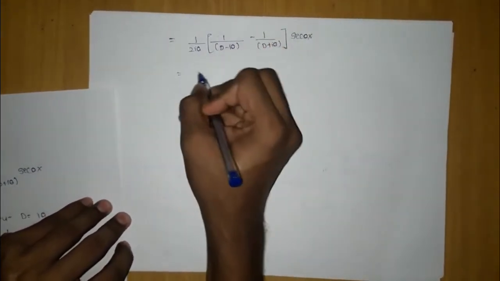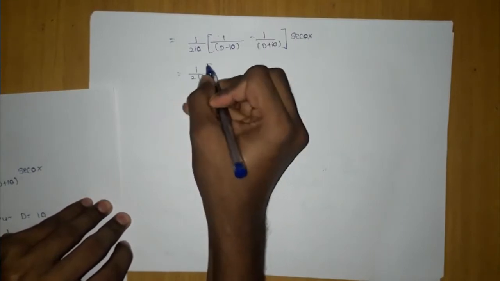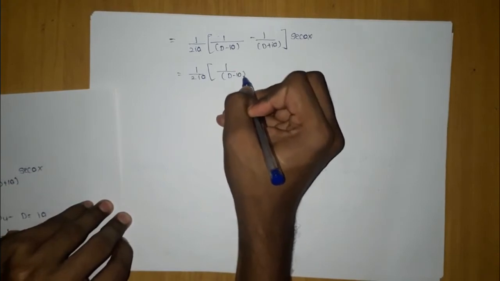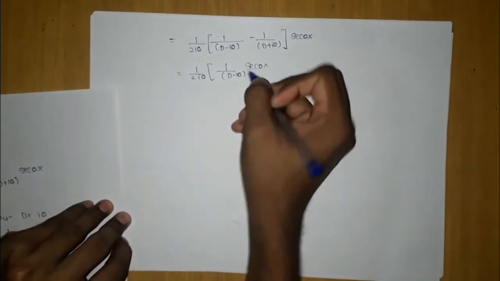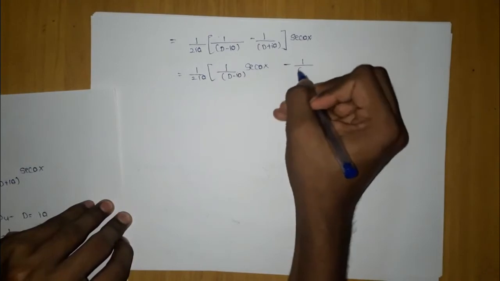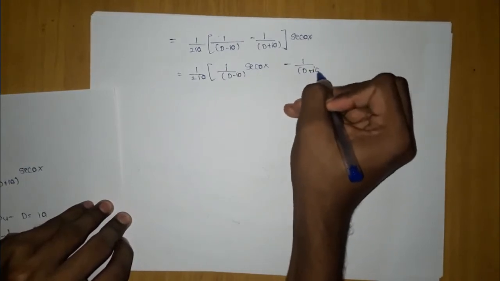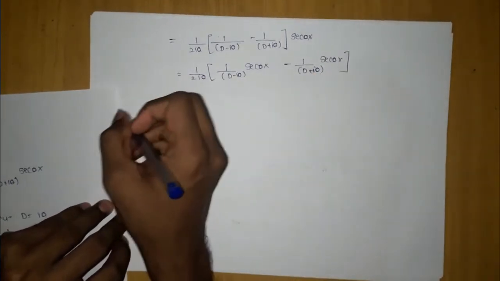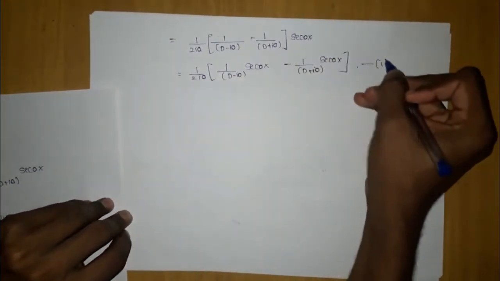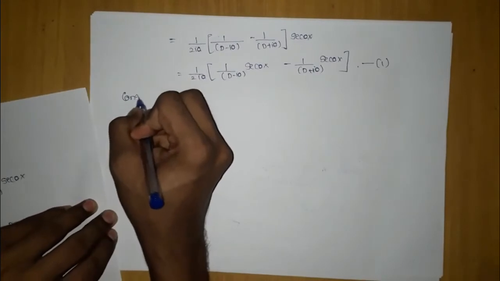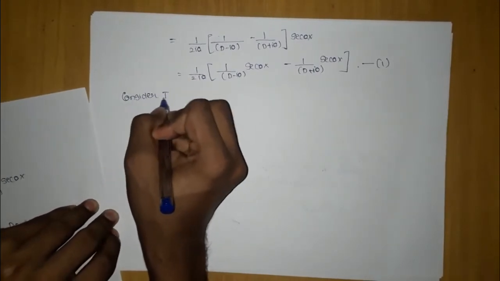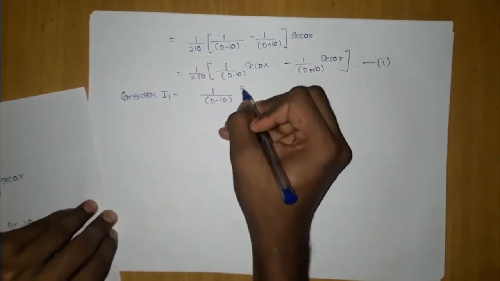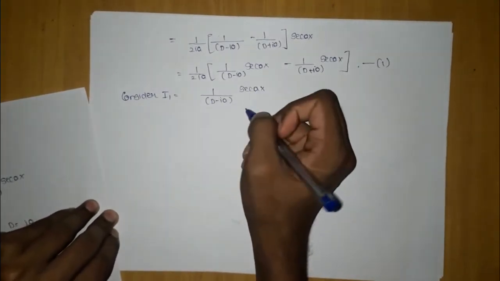Now just multiply this inside, keeping this outside. It will be 1 by D minus ia into sec ax firstly, and then 1 by D plus ia into sec ax. Now you can consider them as different integrals and keep this as 1. Consider I1, which is nothing but 1 by D minus ia into sec ax, right?